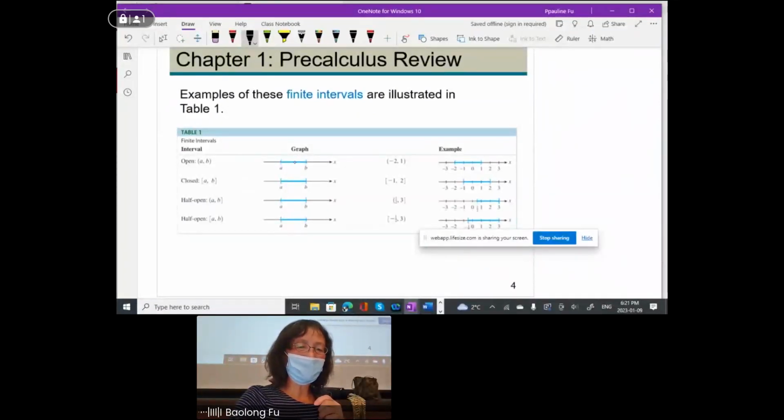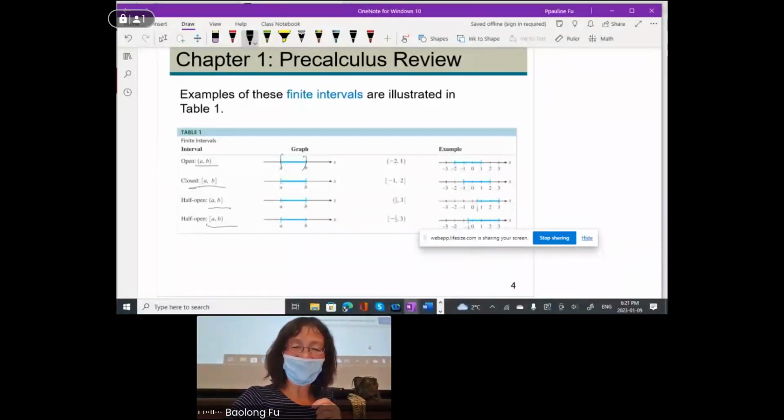Those are the examples of finite intervals. You have the open interval, AB, using the round bracket. This is the open interval. Then you have closed, using the square bracket. You have half open. You have left hand open, you have right hand open. So those are just notation because we use those a lot.